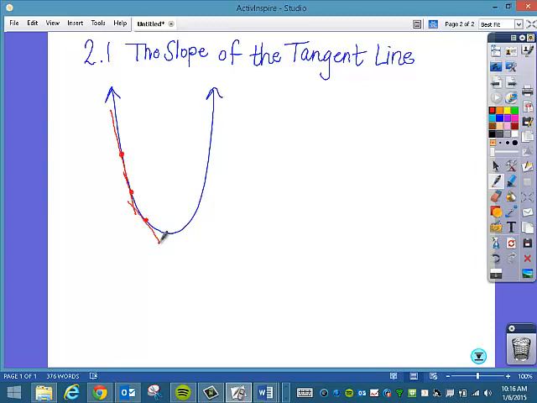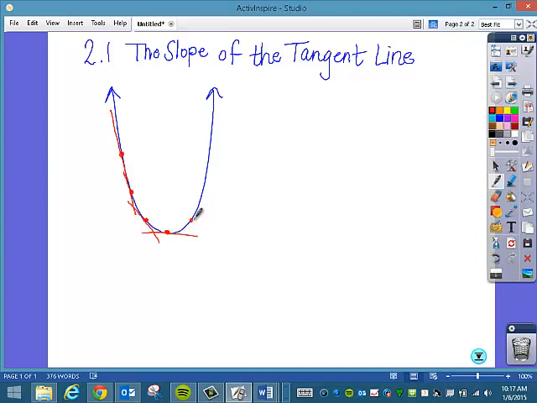And as I get closer and closer and closer to my vertex, my minimum, my slope is getting less steep. So it's still negative, but then once I get to the vertex, my tangent line has now become horizontal, and the slope of that tangent line is now 0. So here, the slope of my tangent line was negative. Then once I hit my vertex, the slope is 0.